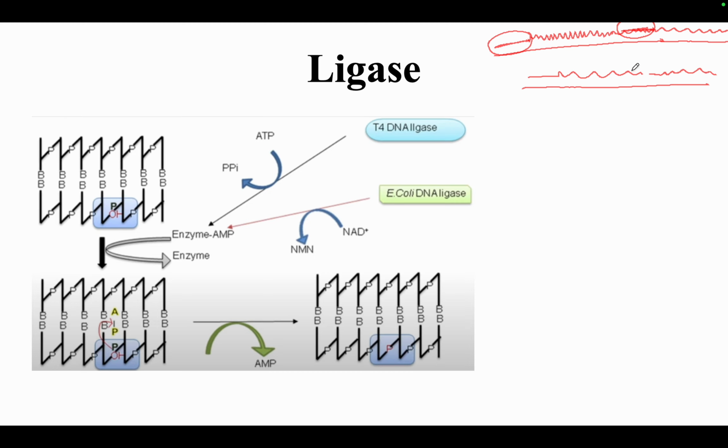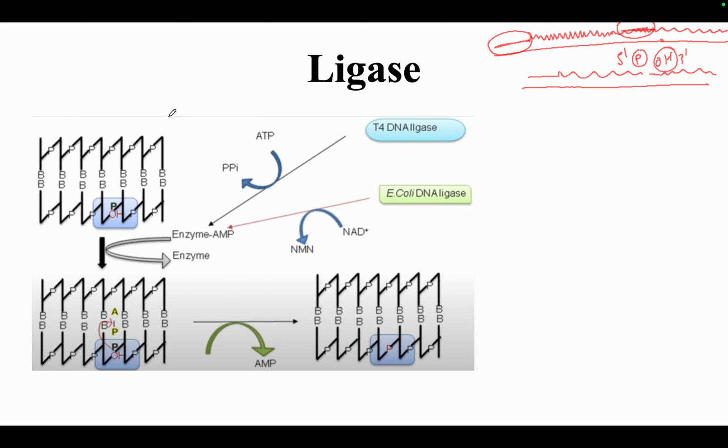Why? Because it cannot join the phosphate and OH. The 5 prime phosphate and 3 prime OH cannot be joined by DNA polymerase. So there is a nick here, and this nick is very harmful. So DNA ligase, what does it do? It creates a phosphodiester bond.